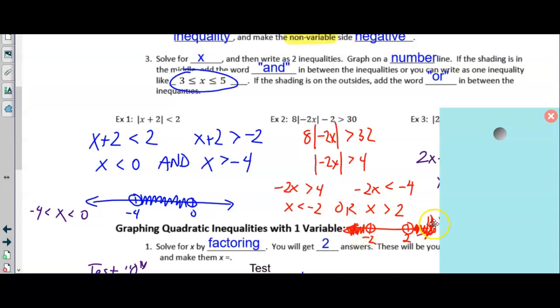Part of the graph is pointing left, part of the graph is pointing right, open circles because of the inequality type. All right, so this is a divergent graph because it's impossible for anything to be true in between.